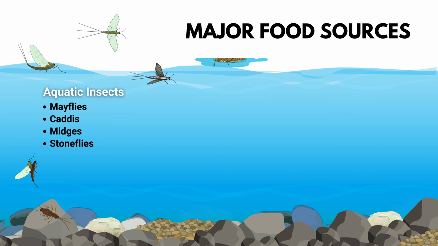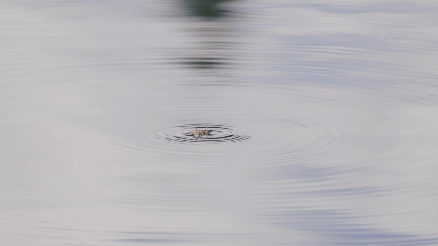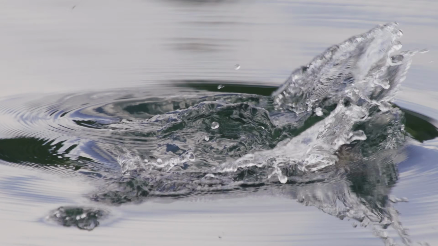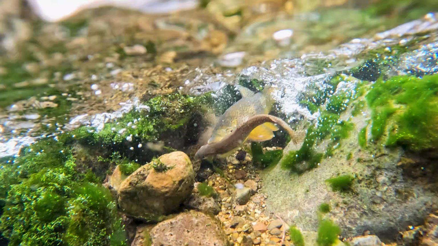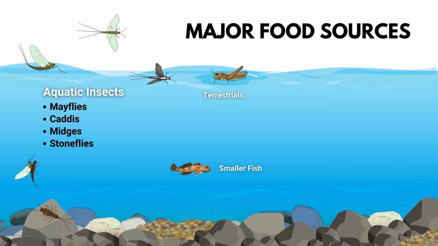Fish will also eat terrestrial insects. These are land-based bugs that get blown or fall into the river. Grasshoppers, ants, cicadas, and beetles fit into this category. As fish get bigger, they'll continue to eat aquatic insects, but they'll start seeking out larger food sources as well. Things like smaller fish, leeches, and even crayfish are on the menu.